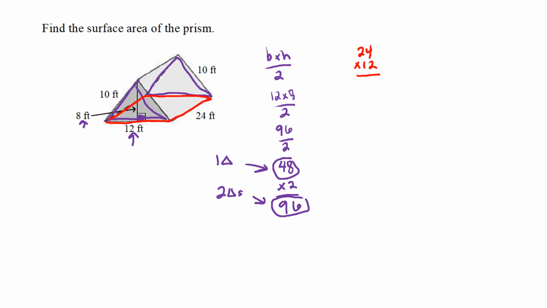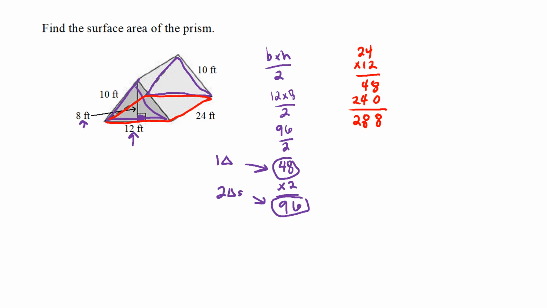When we do that, 2 times 4 becomes 8, 2 times 2 becomes 4. We add the 0, we get 4 and then 2. Add this all together, we get 8, 8 and 2. So we have 288 for the bottom of our triangular prism.